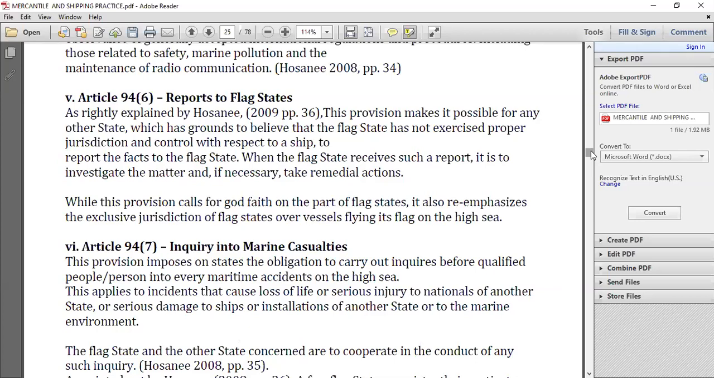When the flag state receives such a report, it is to investigate the matter and, if necessary, take remedial actions. So while these provisions call for good faith on the part of the flag states, it also re-emphasizes the exclusive jurisdiction of flag states over the vessels flying its flag on the high seas.